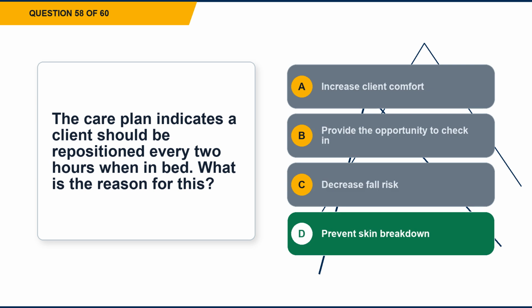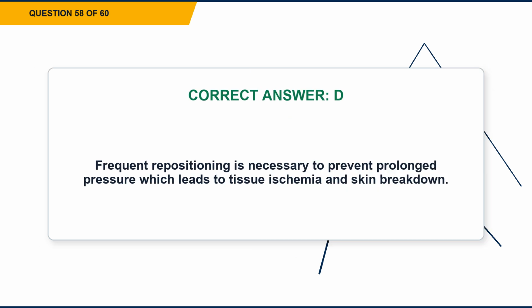The correct answer is option D, prevent skin breakdown. Explanation: frequent repositioning is necessary to prevent prolonged pressure which leads to tissue ischemia and skin breakdown.